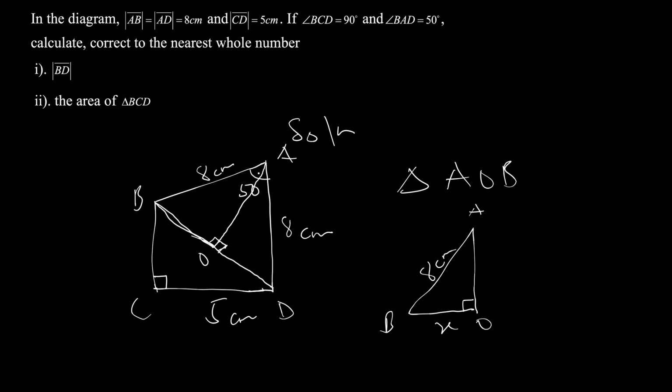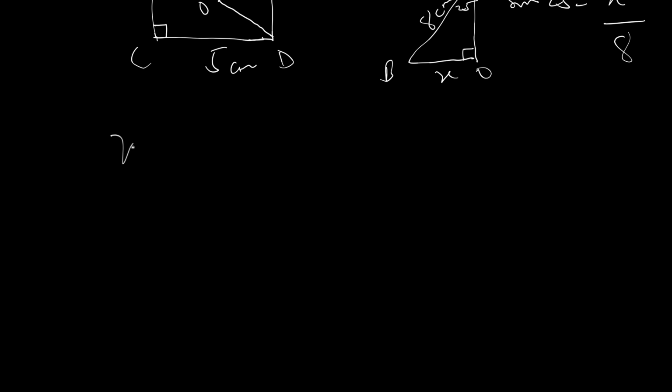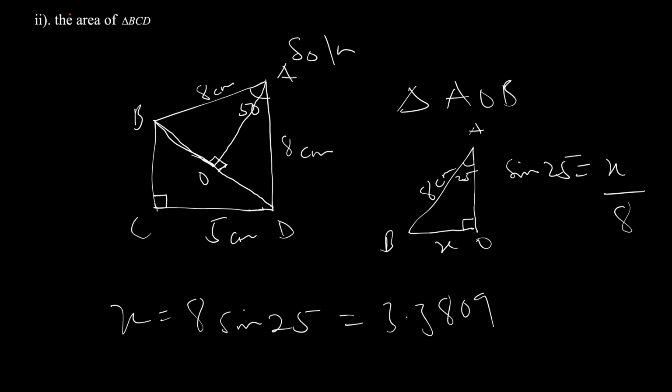Since it's a perpendicular bisector, it divides the angle equally. So when we divide 50 equally, we have 25. So this side will be 25. If we are finding X, we can say that sine 25, which is opposite X, over the hypotenuse 8. So X is equal to 8 sine 25, and 8 sine 25 will give us 3.3809. So we know that from here to here is 3.3809.